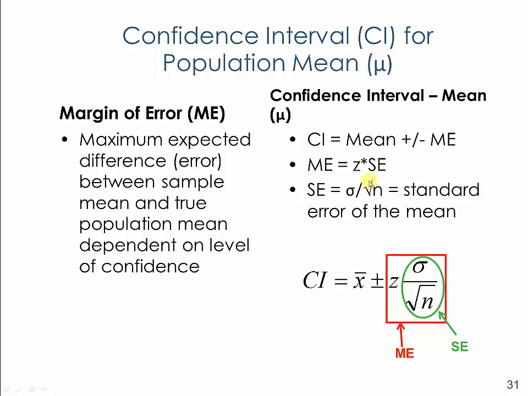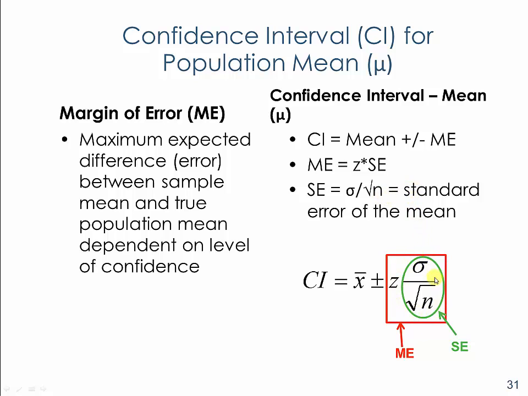So here are the pieces of the confidence interval. The confidence interval is equal to, in this case, a point estimate, which is the mean, plus and minus the margin of error. Now the margin of error is broken down into a z-score and the standard error. The standard error is the standard deviation divided by the square root of n, the sample size. In other words, the standard error of the mean.